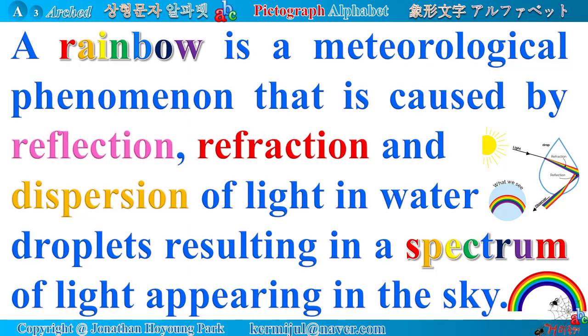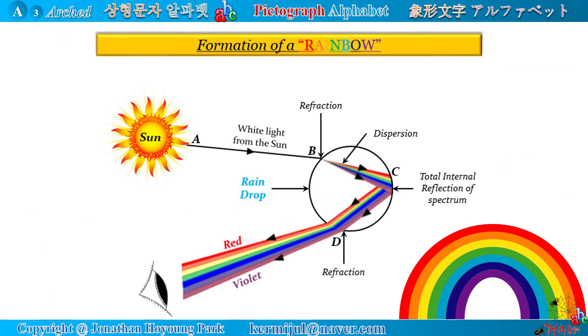A rainbow is a meteorological phenomenon that is caused by reflection, refraction and dispersion of light in water droplets, resulting in a spectrum of light appearing in the sky. Look at the figure which shows how a rainbow is formed. The sunlight is refracted, dispersed, and reflected in a raindrop. As a result, a spectrum on the sky will be shown to our eyes.